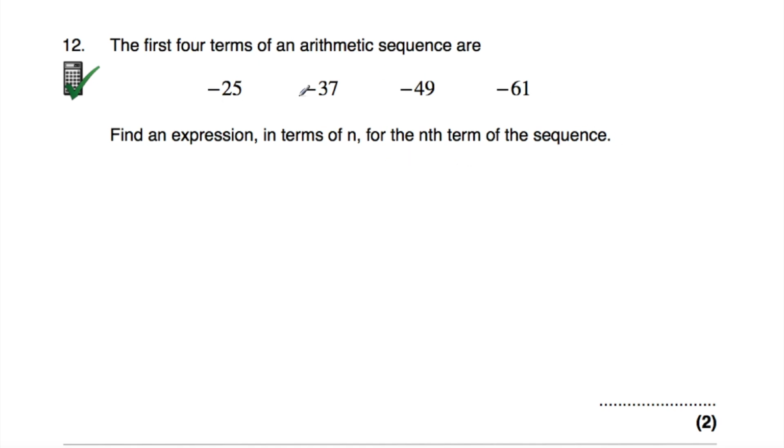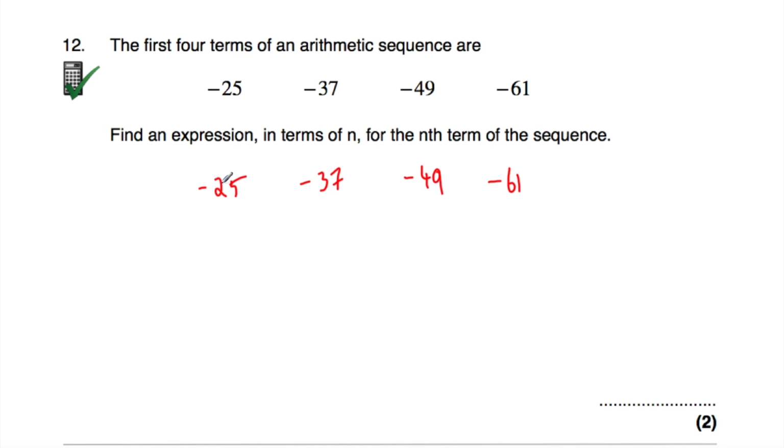So we want to find the nth term of the sequence. And it's a calculator question, so that might come in handy. So here we've got negative 25, negative 37, negative 49, and negative 61. And as you can see here, each time it's going down by 12. We're subtracting 12, subtracting 12, subtracting 12. So you can check that in your calculator.